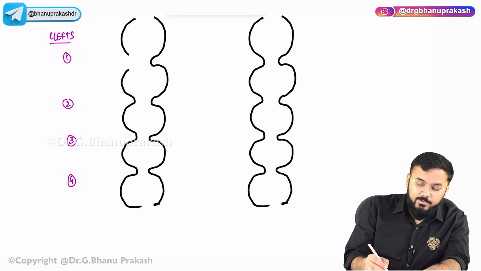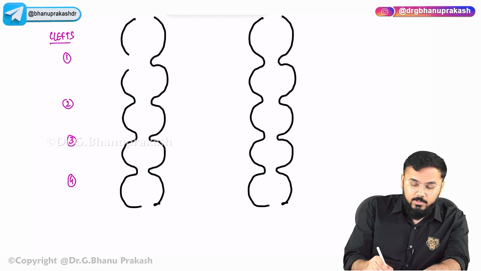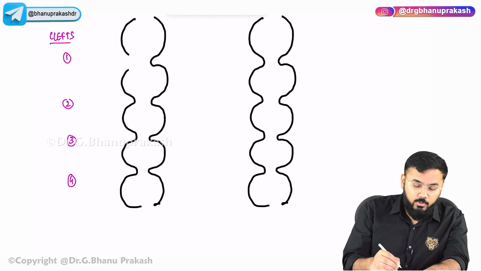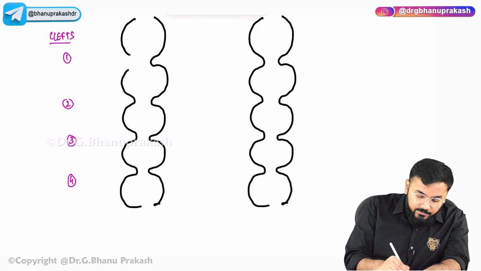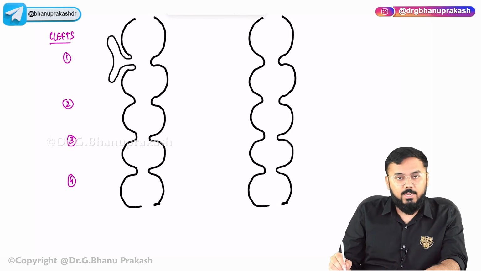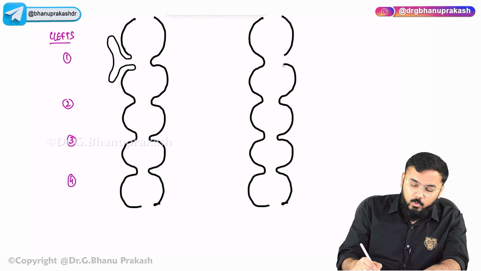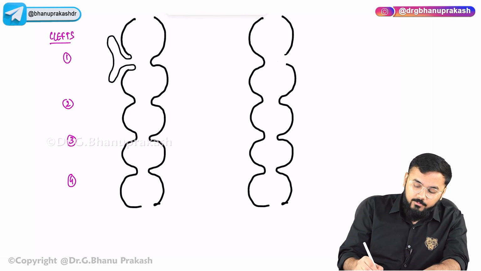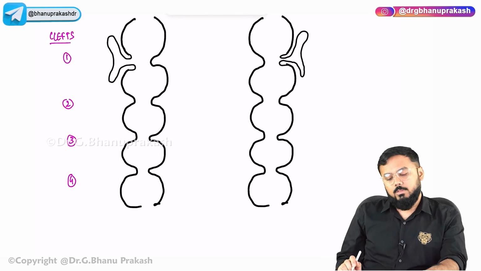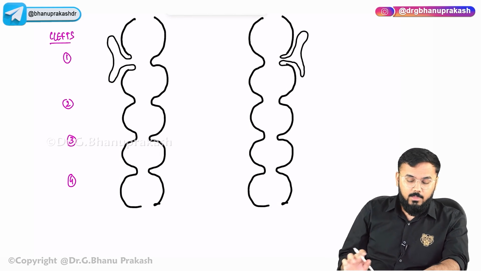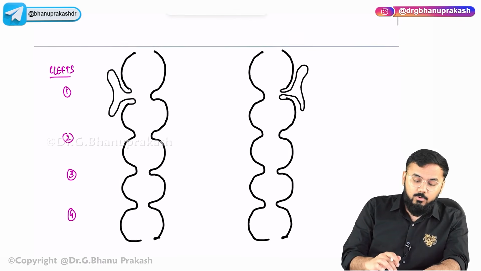The first cleft is already depressed, but this first cleft will undergo invagination in this way. You see, the first cleft is undergoing invagination like this on both the sides. So this is how they are invaginating. Done. Now coming to the pouch.